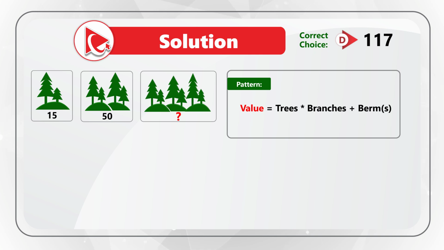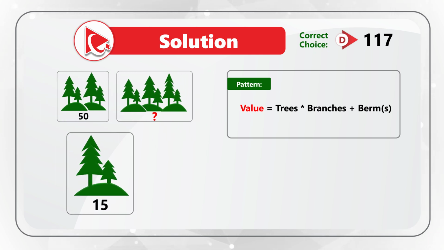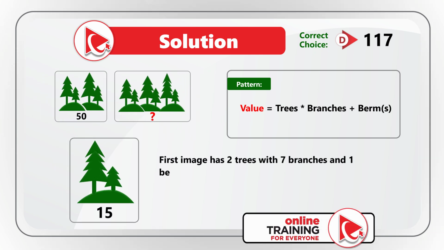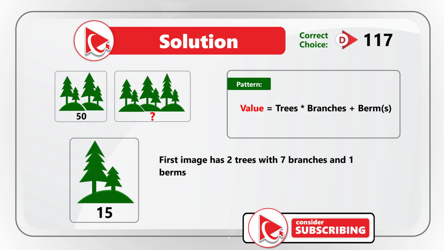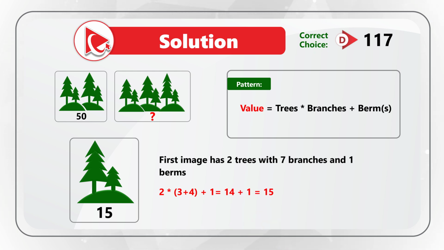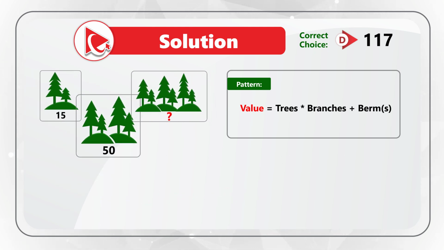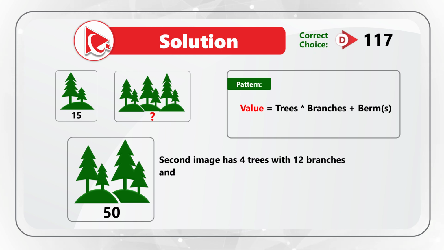Let's look closely at each one of the images. The first image has 2 trees with 7 branches and 1 berm, and the calculation would be 2 multiplied by, in parentheses, 3 plus 4, plus 1, which is equivalent to 14 plus 1 equals 15. The second image has 4 trees with 12 branches and 2 berms, and the calculation will be 4 multiplied by, in parentheses, 3 plus 3 plus 3 plus 3, and then you add 2 to the calculated value. The end result of this calculation for image 2 will be 50.